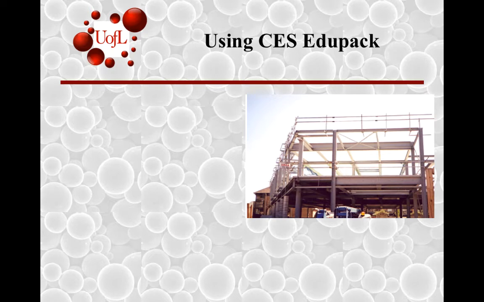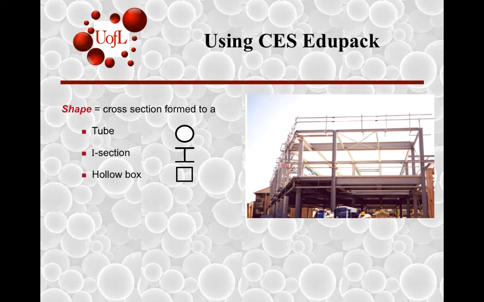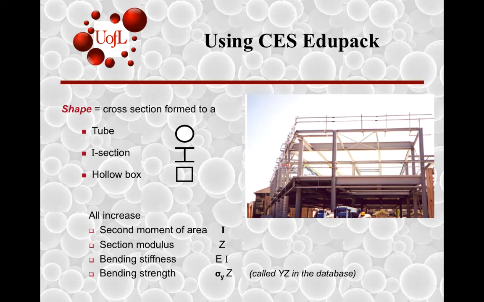Now, let us look at some of the things you can do. It turns out, just like you have a material family, which is broken up into different options, you can also go into options where you look at different structural elements. Within that you will begin to see parameters such as the second moment of area I, the section modulus Z, the bending stiffness, which is proportional to E times I, and the bending strength, which is called YZ in the database, and is sigma Y times Z.